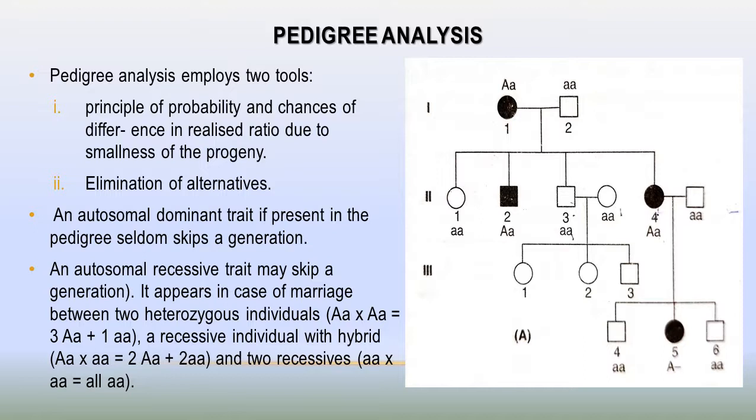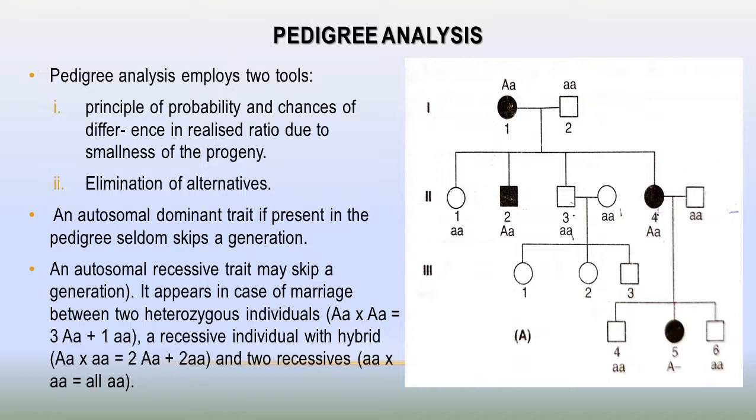So the probability is that if the female is affected, she has one capital A, or we can say one dominant gene. So we use the principle of probability here. We write capital A, small a. We don't write capital A, capital A, because then all individuals of the second generation would be affected. But when we see the second generation, 50% of individuals are affected and 50% are unaffected.